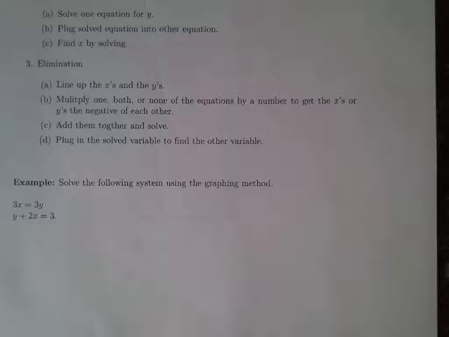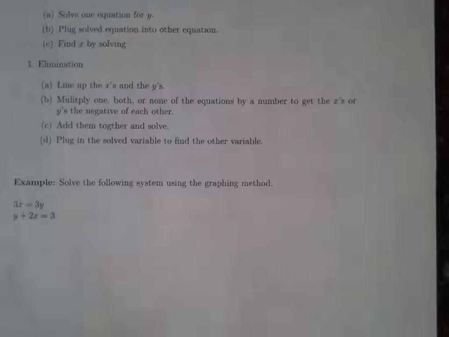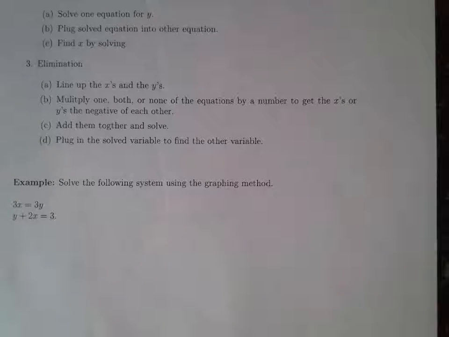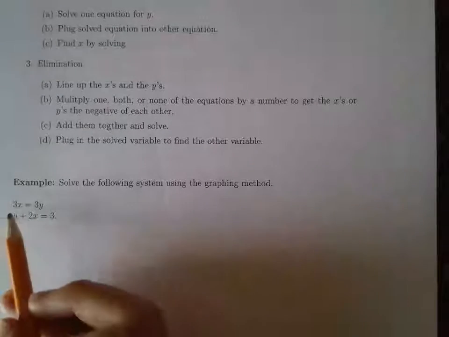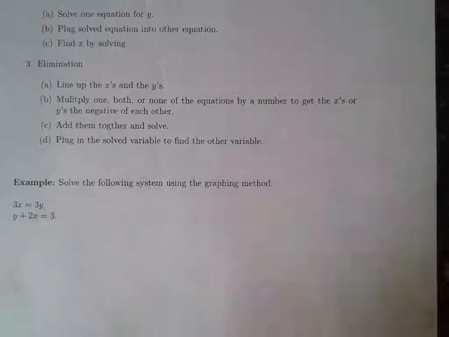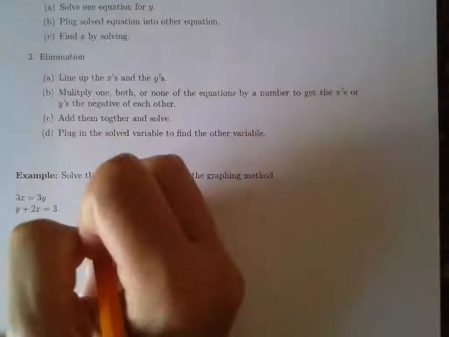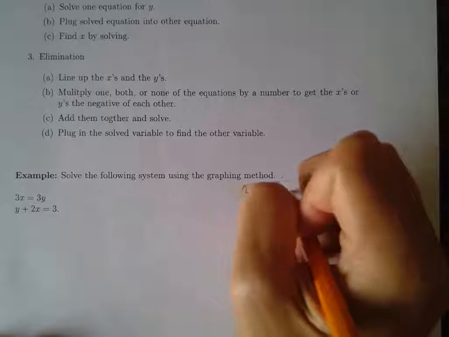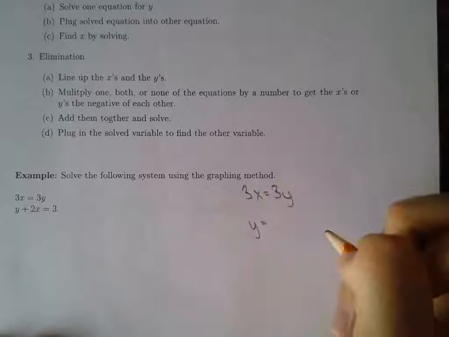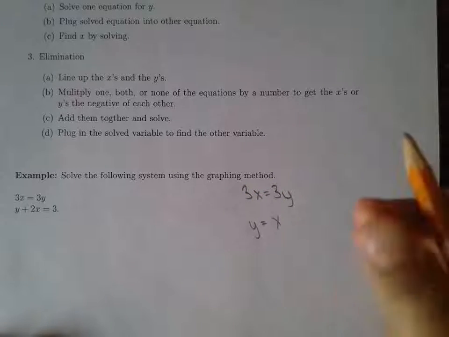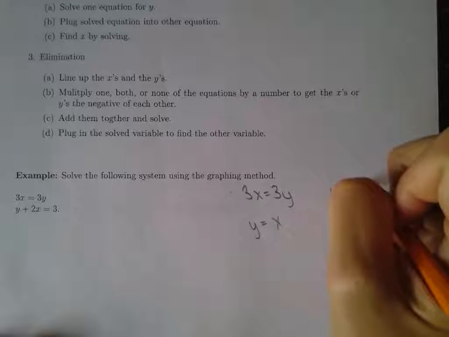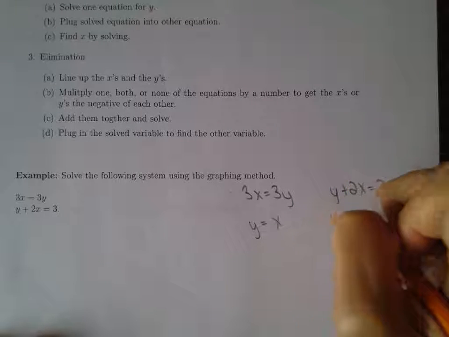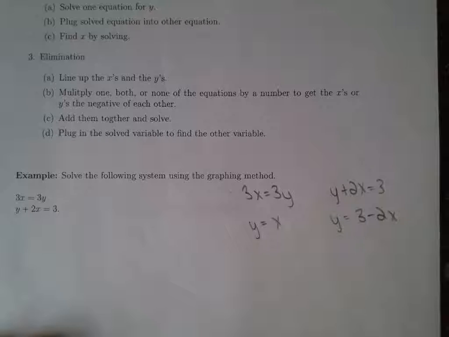So the first example says solve the following system using the graphing method. So we're just going to graph here. First of all, we have 3x equals 3y, y plus 2x equals 3. Let's go ahead and put each of these into the y equals form. So 3x equals 3y. Solve for y, so divide by 3. That would actually just be y equals x. Then we have y plus 2x equals 3. Solving for y, this is 3 minus 2x.